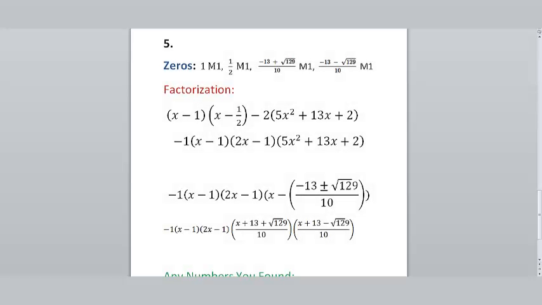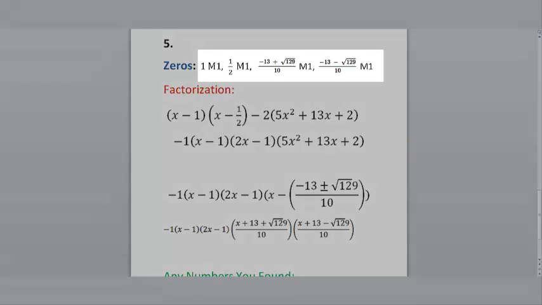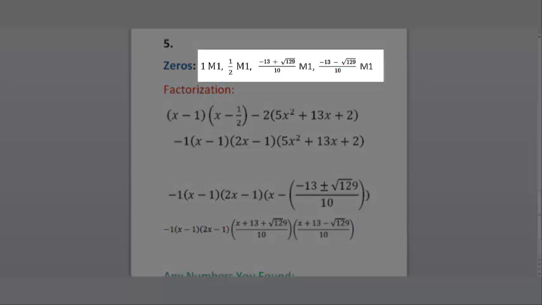The last step is to write out our answers, and the easiest part is listing the zeros, which is just the numbers themselves with their multiplicity. The multiplicity is basically how many times a number shows up in the answer.